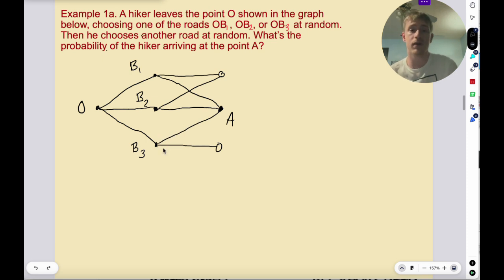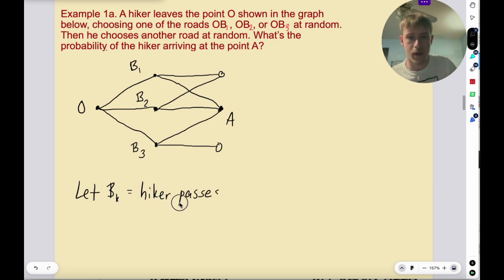So then what's the probability of the hiker arriving at the point A? Imagine it's a hiker that's just completely lost and has no sense of directions when it comes to the roads. Only mountains is what he knows. Okay, well, we're going to go ahead and define an event just like we always do. We're going to go ahead and let B sub k be the event that the hiker passes through the point B sub k, where k is, of course, either 1, 2, or 3.